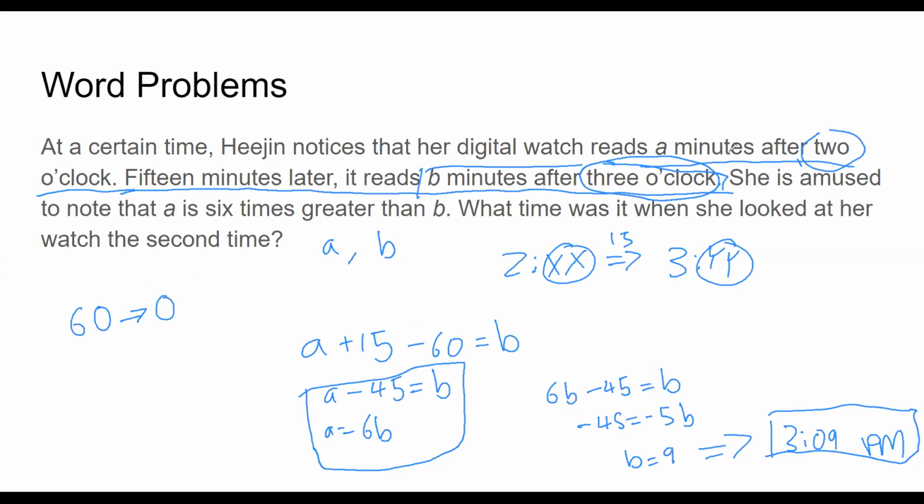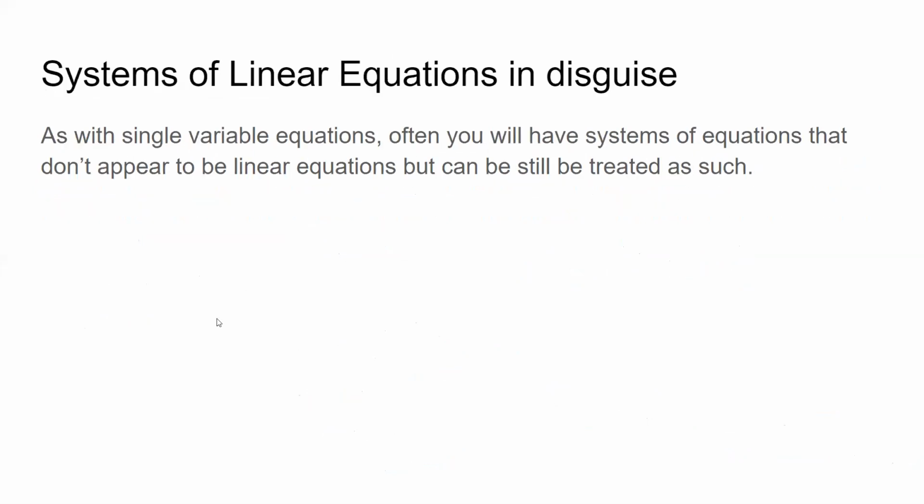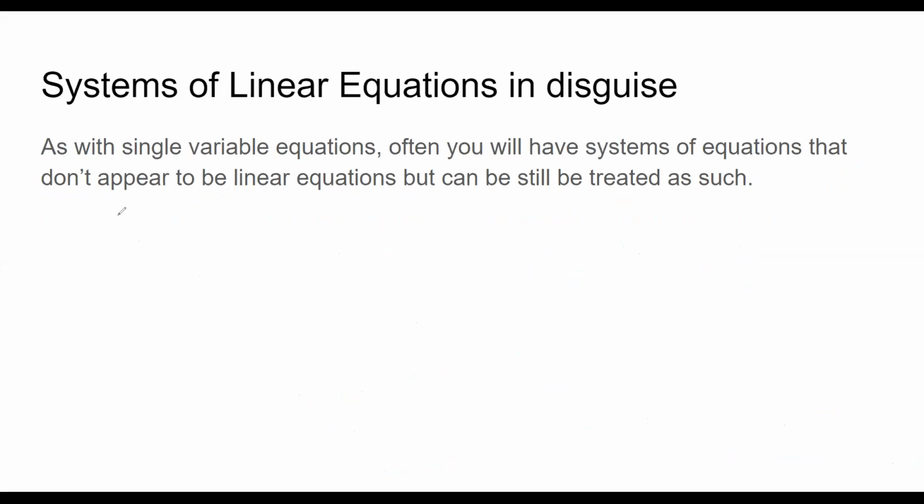Let's move on. Systems of linear equations in disguise. So sometimes you have a system of equations that don't look like linear equations. Like you have terms like x squared or square roots. When you graph those, they aren't linear at all, but you can still solve it in the same way that you would solve a regular linear equation.